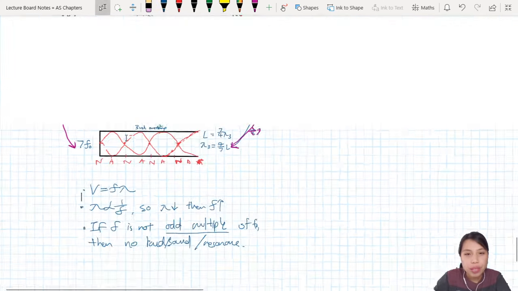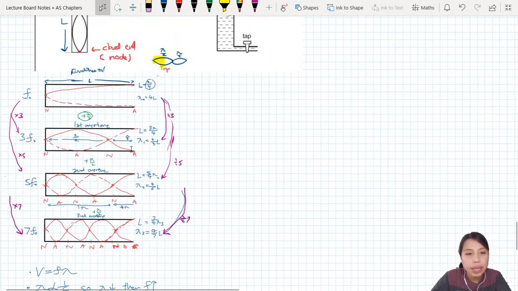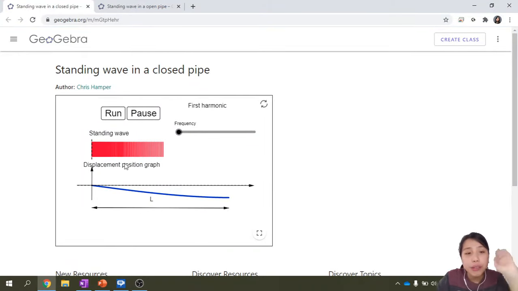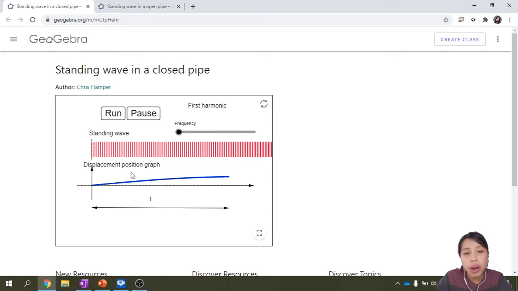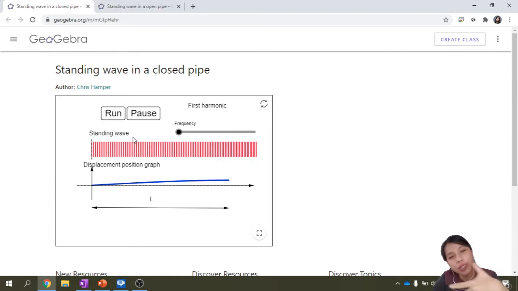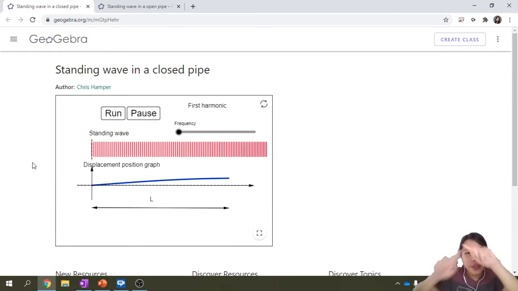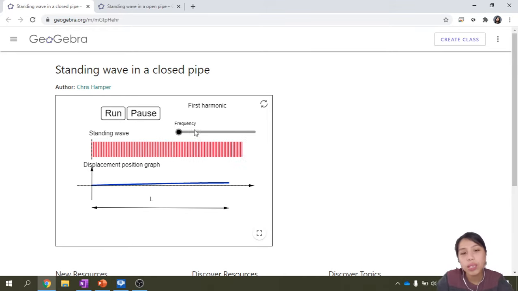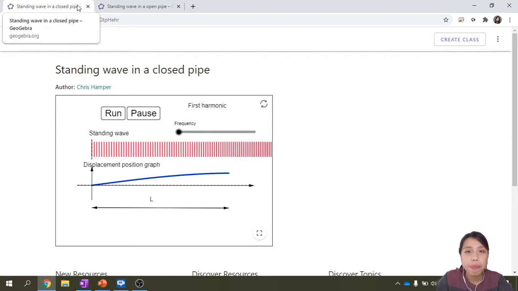Okay, so that is our open-close pipes. Once again, you can look at the simulation down in the description to see how it's moving. And remember, all these patterns that we draw are displacement-position graphs, because the wave is a longitudinal wave. So this curvy loop is the displacement against position, the displacement of the particles, the red lines inside the pipe.